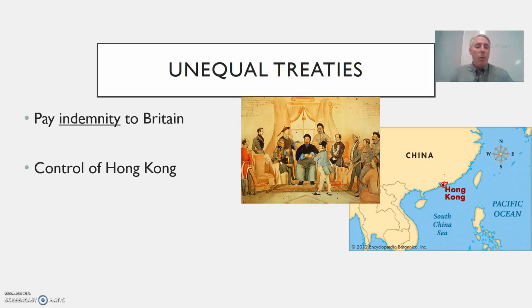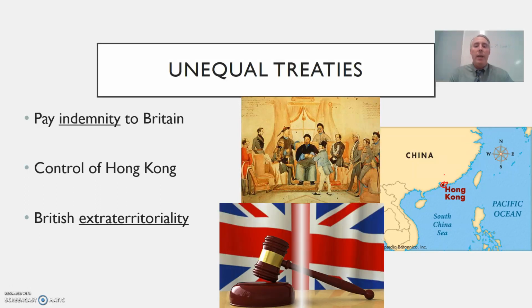China also had to open up more ports to foreign trade, but what was probably the most embarrassing demand was that China had to grant what's called extraterritoriality to British citizens. That means that British citizens are not subject to Chinese laws and courts, only British laws and courts. So a British person walking around in China, if they were doing something that was considered illegal by Chinese laws but not British laws, they could not be prosecuted, they could not be arrested. This sends a very clear-cut message about which law is considered to be superior and which is inferior.